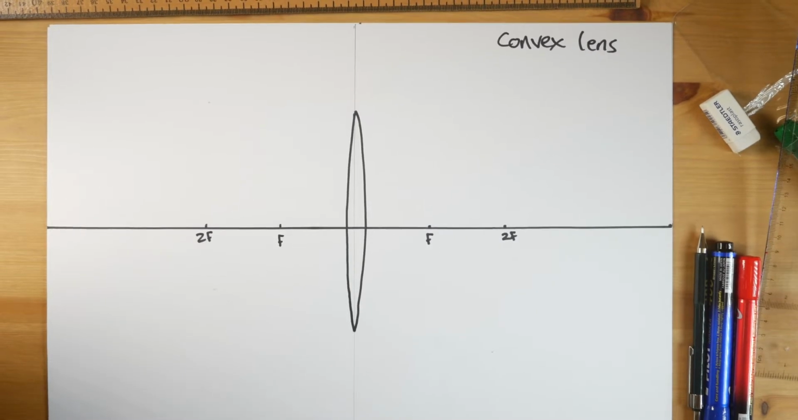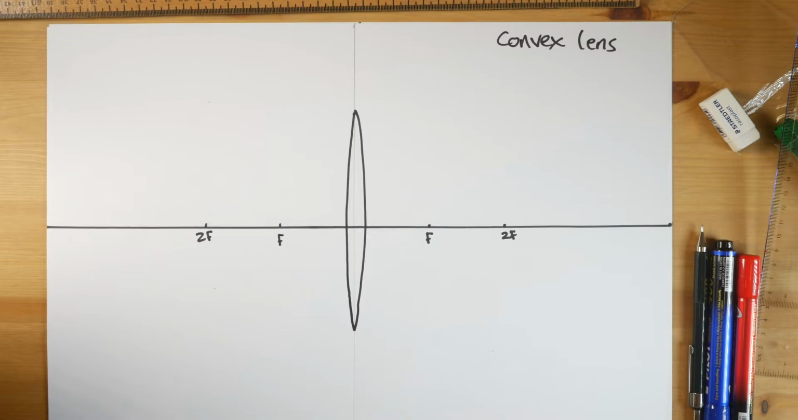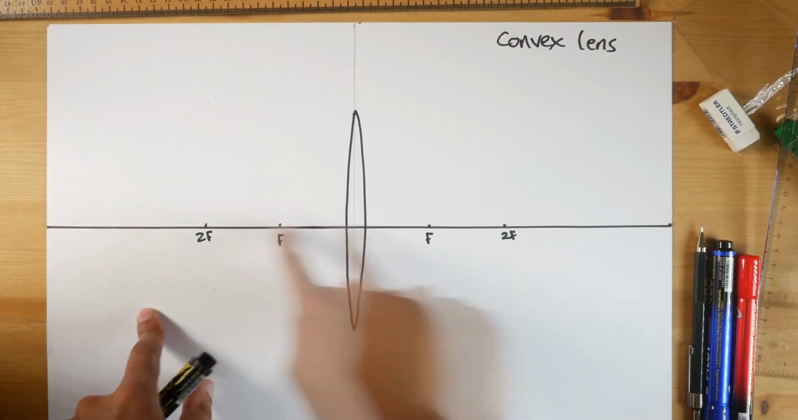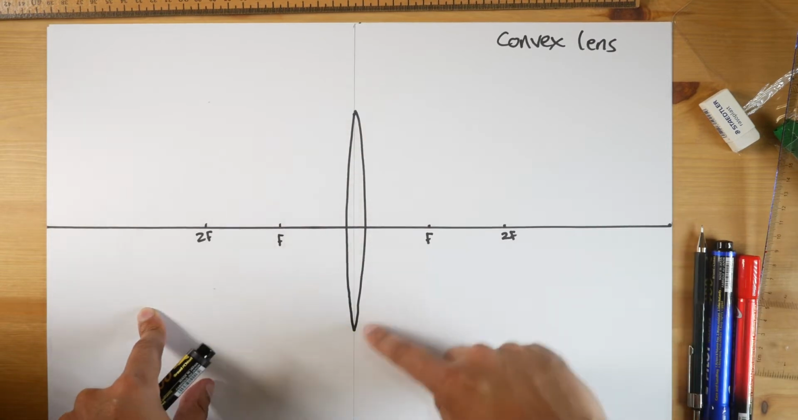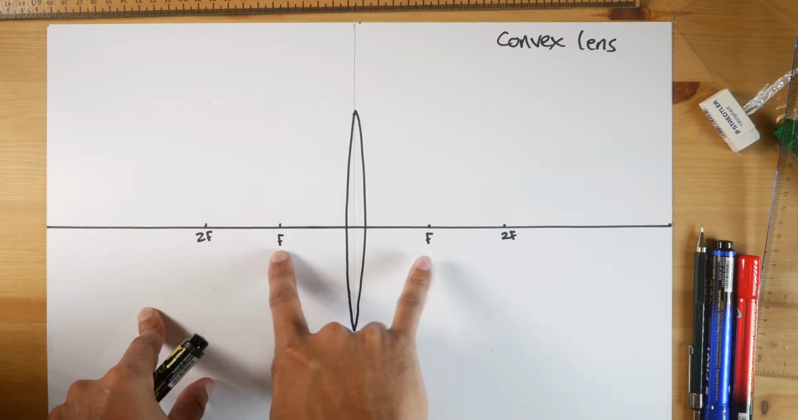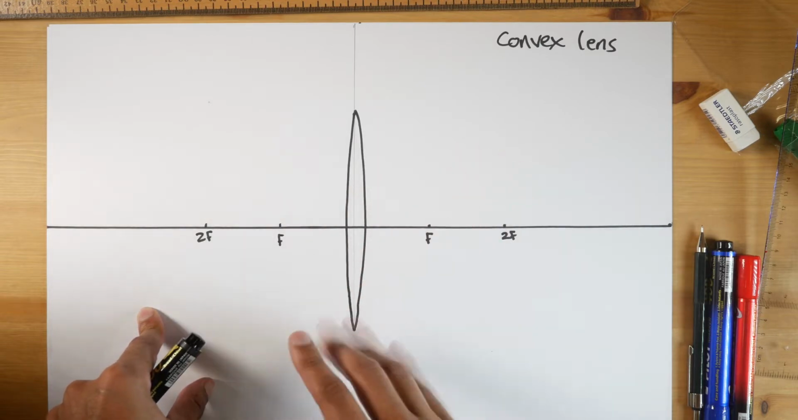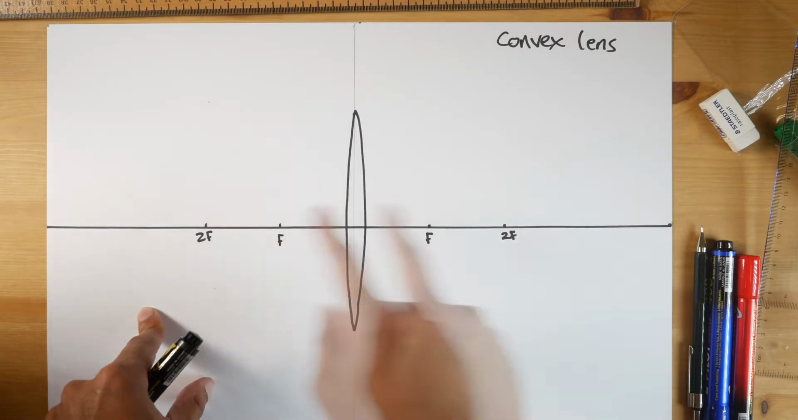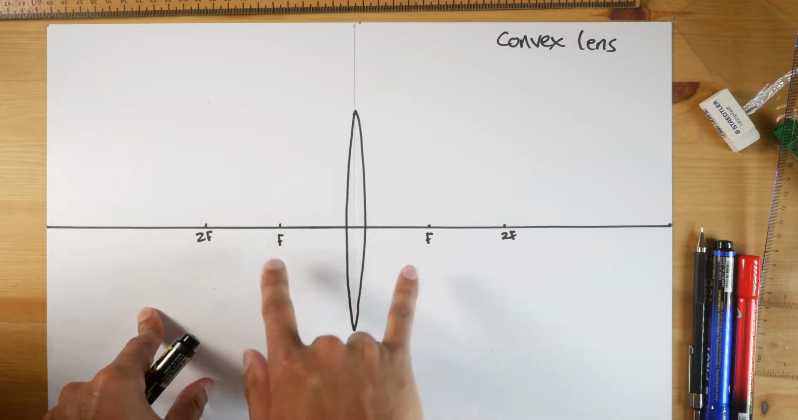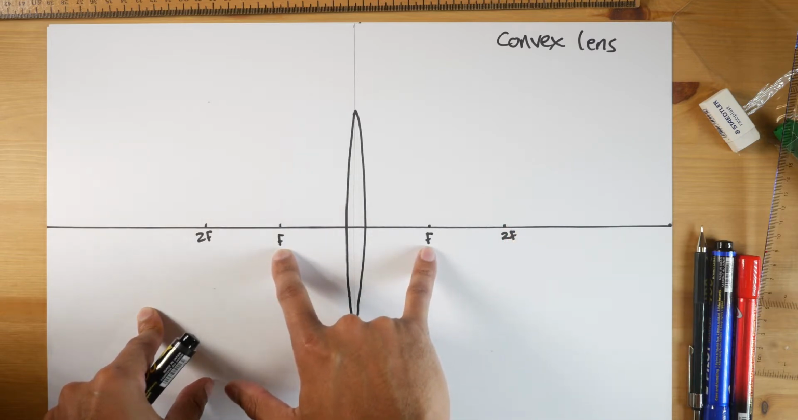Today we're going to be looking at making an image using a convex lens. Okay, so what we have here, we've got an optical axis, we've got a convex lens, we've got the focal points. Now, bear in mind this is not a mirror, it's a lens, so light can pass through in both directions, and as a result you've got focal points at both ends.